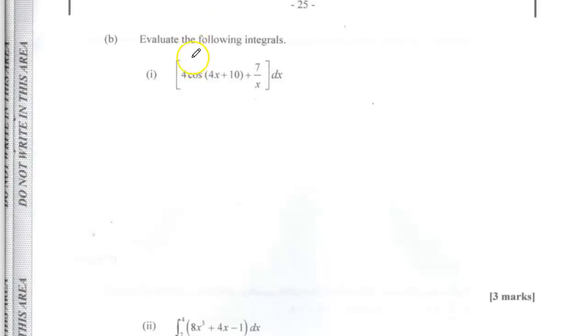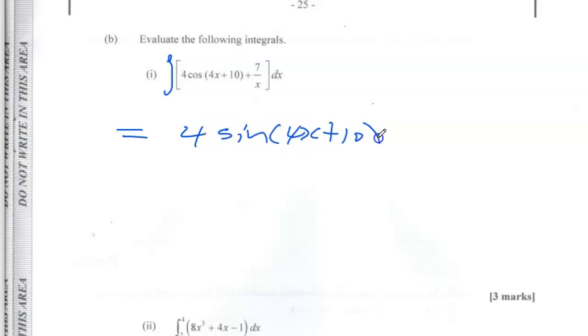Evaluate the following integrals. So we're integrating. Let's integrate 4 cos 4x plus 10. Integrate cos, we get sine. So it should be 4 sine, the bracket doesn't change. And of course, we divide by the x coefficient, which is 4.